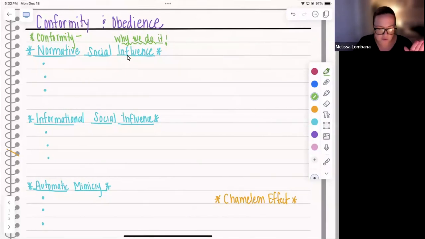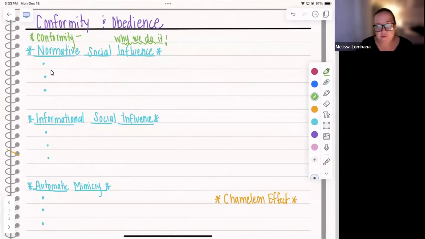And before you write normative social influence, because what I want you to do is the next little subtopic: why do we conform? Okay, so that would be the topic of why do we conform? And the main two reasons why we conform have to do with the normative social influence, which I have here, and then the informational social influence. So these are the things that make us conform, okay?